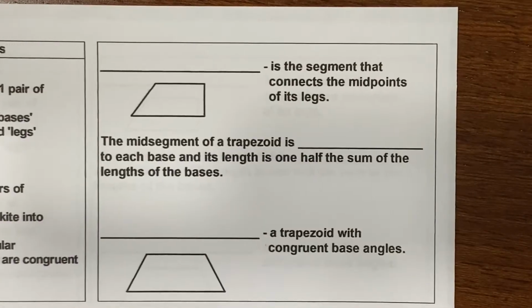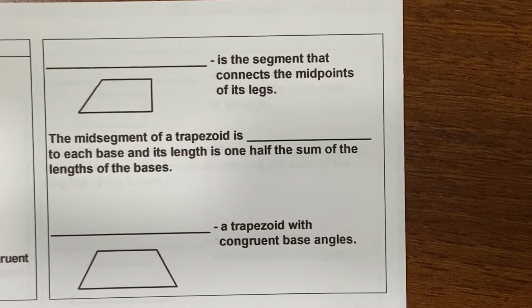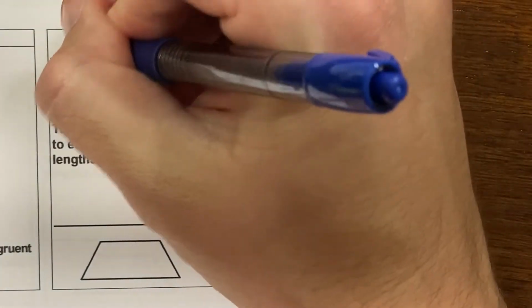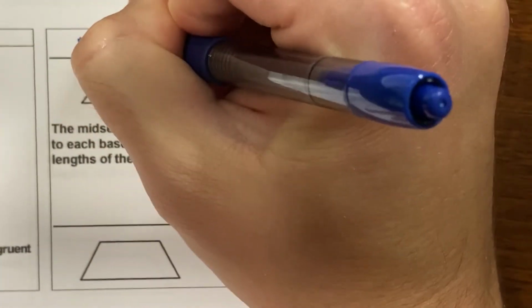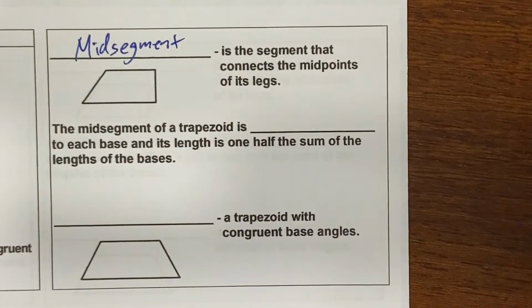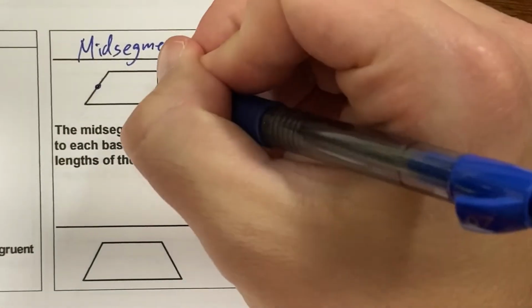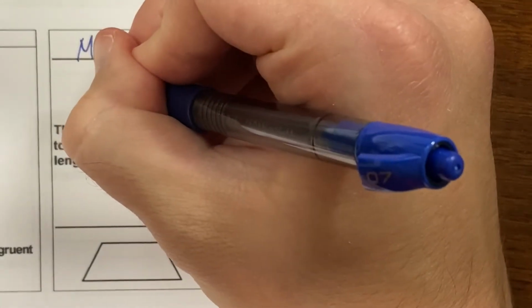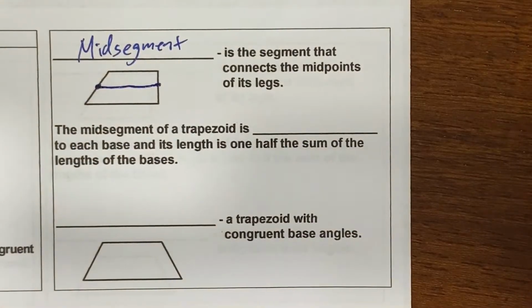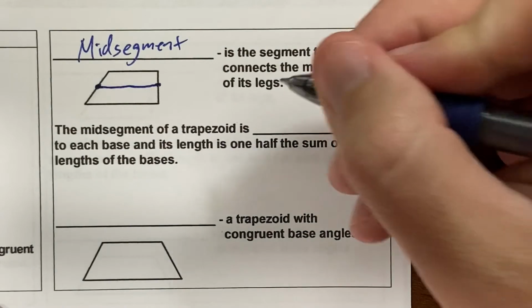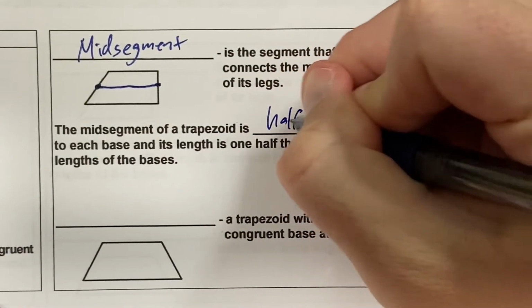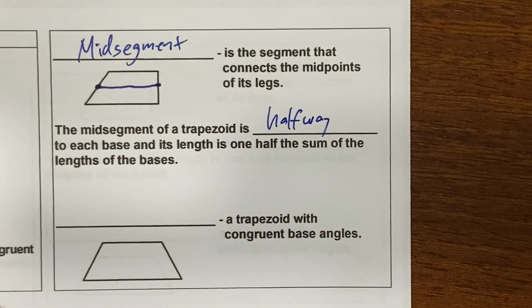Okay. Some more vocabulary. We've got the midsegment. The midsegment is the segment that connects the midpoints of a trapezoid's legs. So if I'm looking at these legs right here and I take the midpoint of that one and the midpoint of this one, then we'll have another line that goes straight across. And the midsegment of a trapezoid is halfway to each base, and its length is 1/2 the sum of the lengths of the bases.